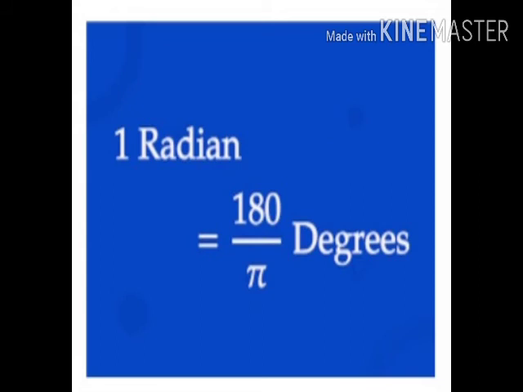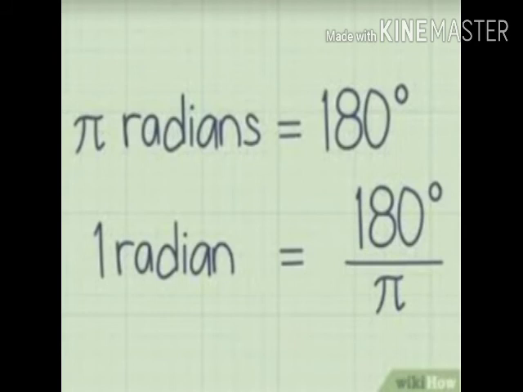What is the result? 1 radian equal to 180 by pi degree. So this result you should learn by heart. 1 radian equal to 180 by pi. We know the value of pi. What is the value of pi? Pi equal to 180 degree. That's the meaning, pi radian equal to 180 degree.